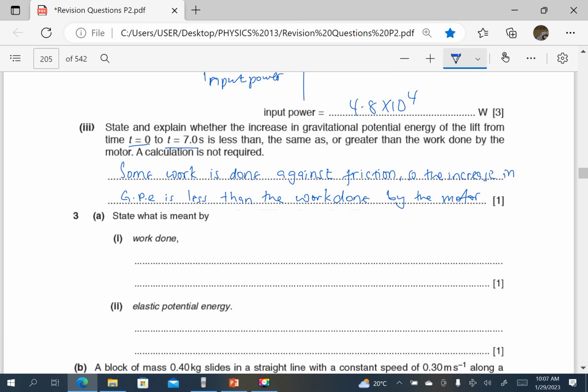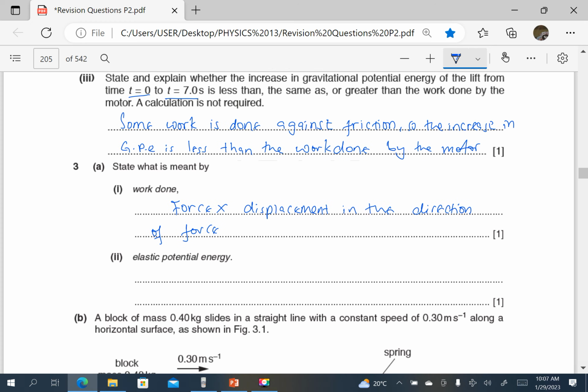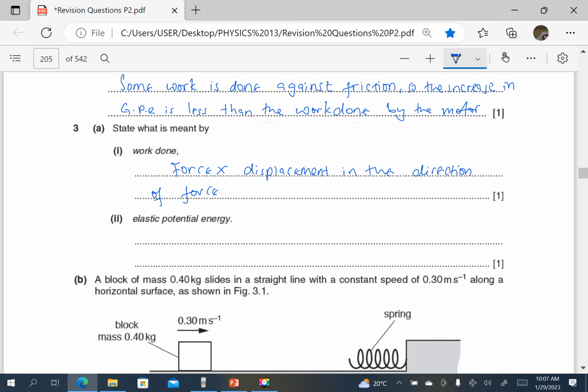State what is meant by work done. At this point now, we know that work done is force times displacement in the direction of the force. Then what is meant by elastic potential energy? We know that elastic potential energy is always stored in a deformed material, a material which has been compressed, a material which has been stretched, a material whose shape has been changed. The energy stored in such an object is what we call the elastic potential energy.